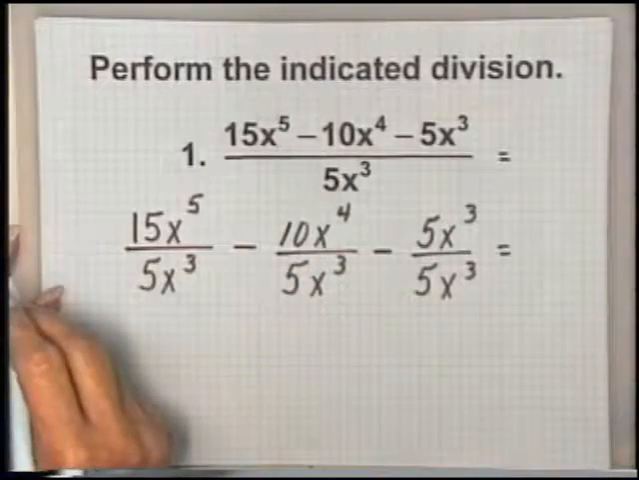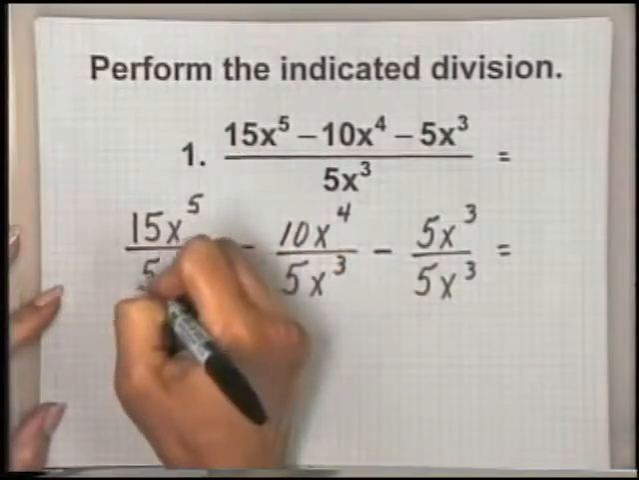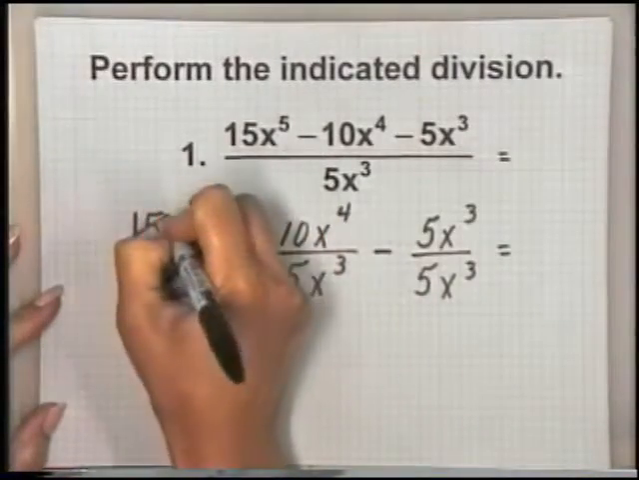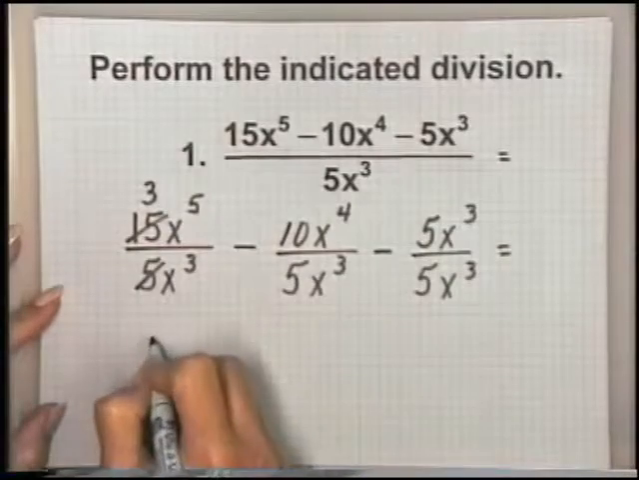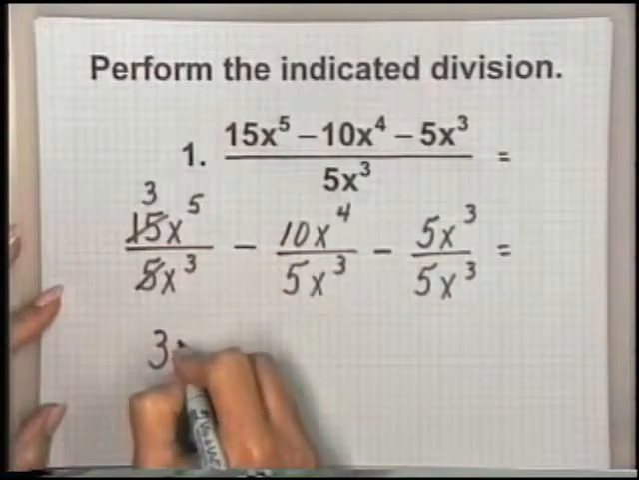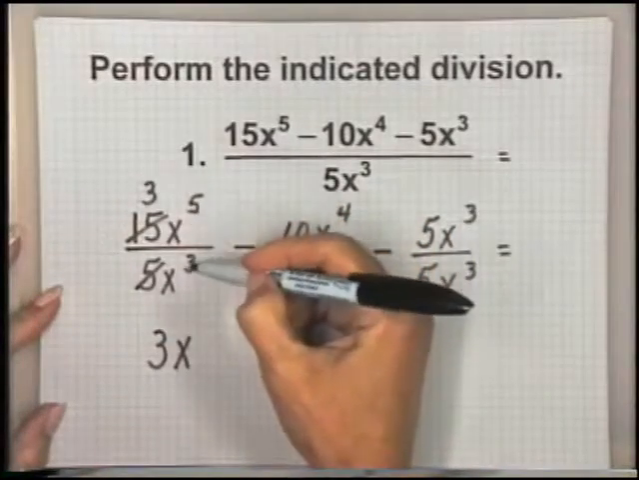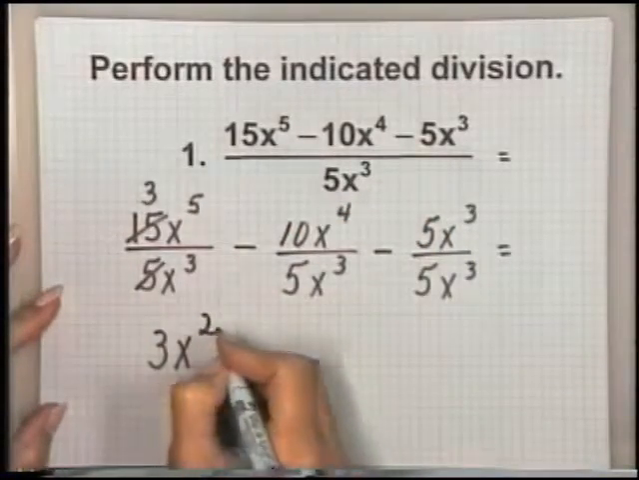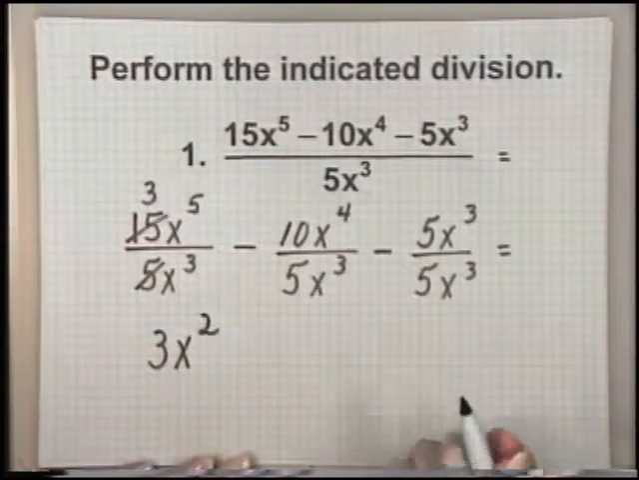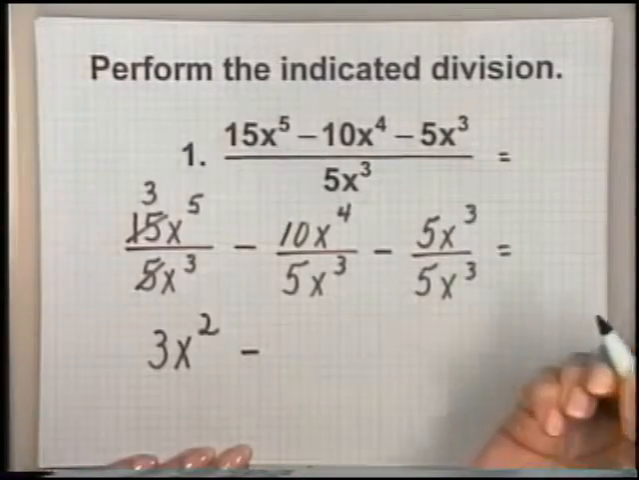I may divide by common factors and use my exponent laws for dividing like bases. 5 goes into 5 once and into 15 3 times. So I'll have 3x to the 5th divided by x cubed. I will use my exponent law that says to subtract 5 minus 3, which gives me 2. So I end up with 3x squared in that first term, and then subtract.